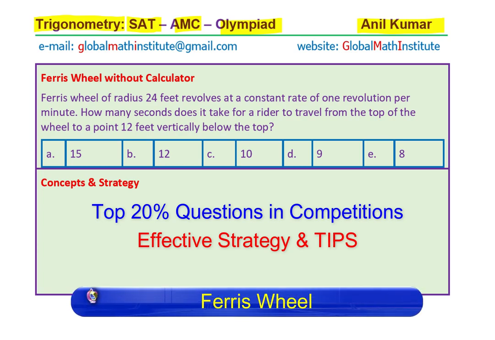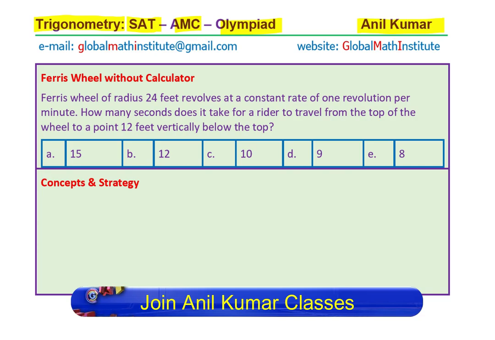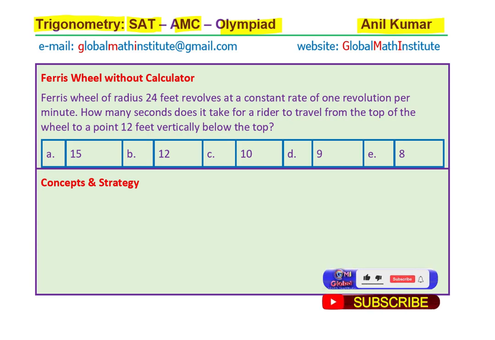The question here is, a Ferris wheel of radius 24 feet revolves at a constant rate of 1 revolution per minute. How many seconds does it take for a rider to travel from the top of the wheel to a point 12 feet vertically below the top? 5 choices are given to you. So let's write down the information given to us.